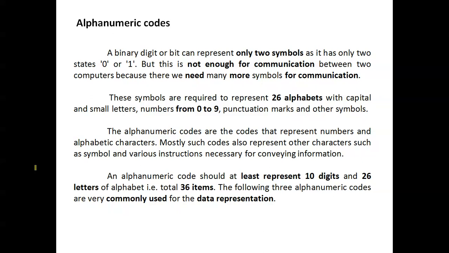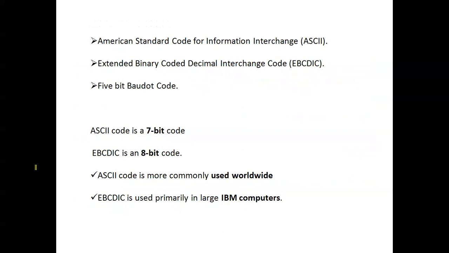Because zeros and ones only are present in binary code, but that is not enough for good communication. So they need more symbols, more numbers for good communication. That's why they are moving to alphanumeric codes. Then other codes: American Standard Code for Information Interchange, that is ASCII code. Then Extended Binary Coded Decimal Interchange Code, EBCDIC. Then the 5-bit Baudot code. The ASCII code is a 7-bit code, and the EBCDIC code is an 8-bit code. EBCDIC is mainly used in large IBM computers.